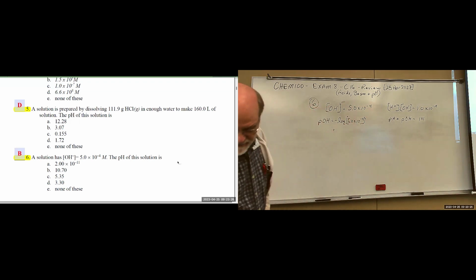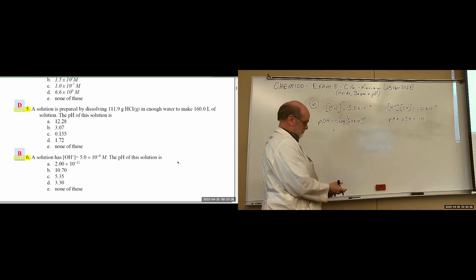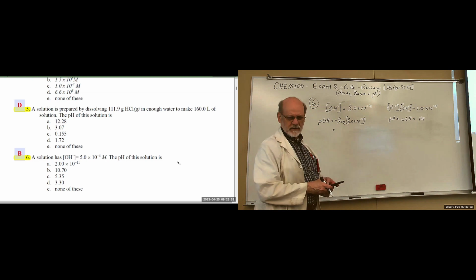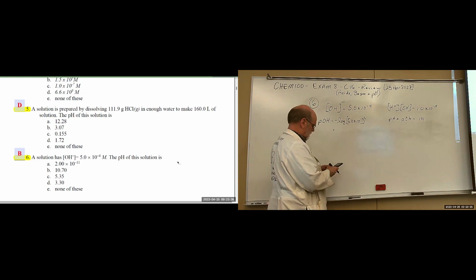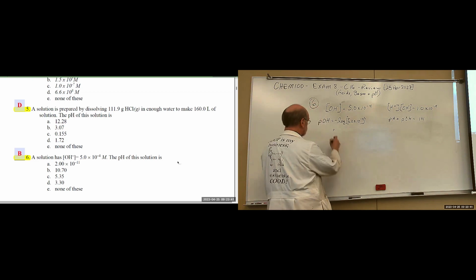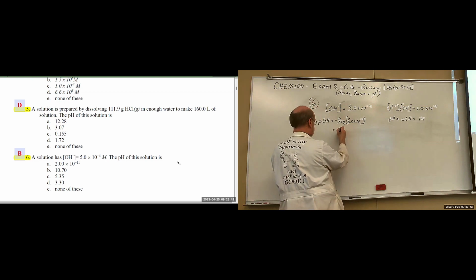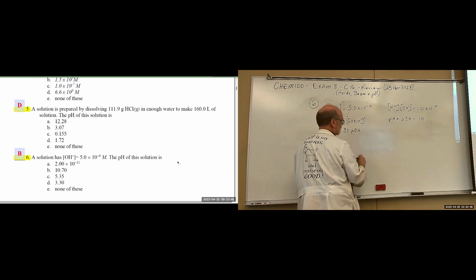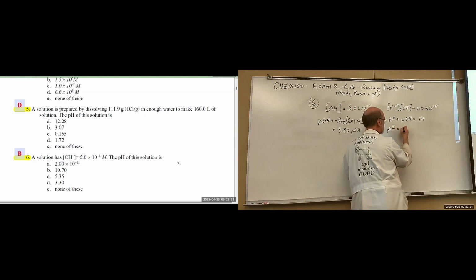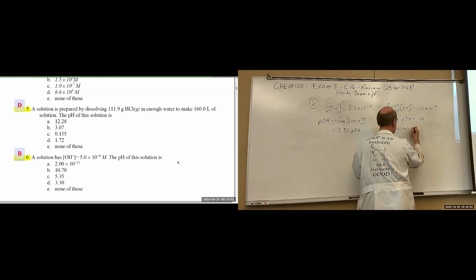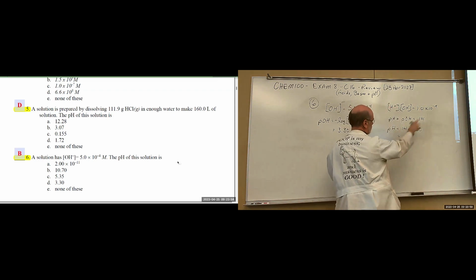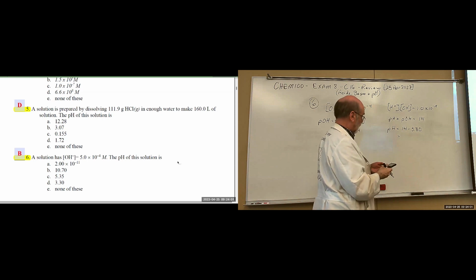Calculator time. 5 exponent negative 4. Did I get that right? Yep. And we're going to take the log and then change the sign. So this one is 2 significant figures. We have 3.30 pOH. So that means pH equals 14 minus 3.30. And that's 14.00, in case you're wondering.